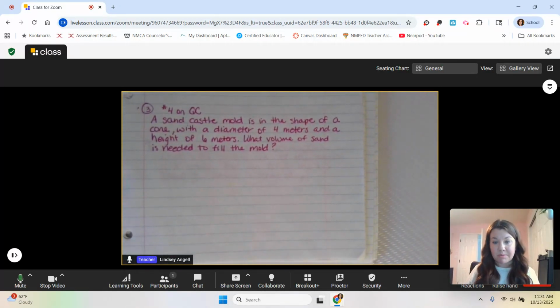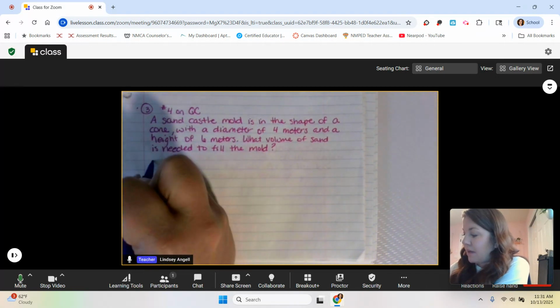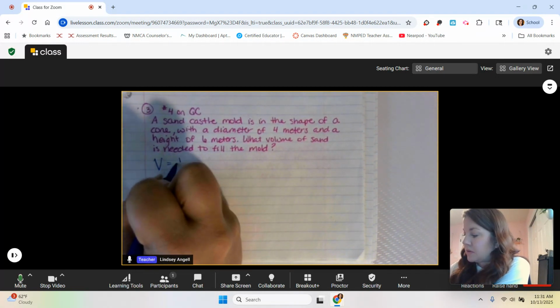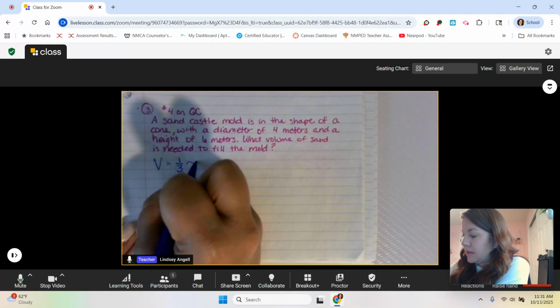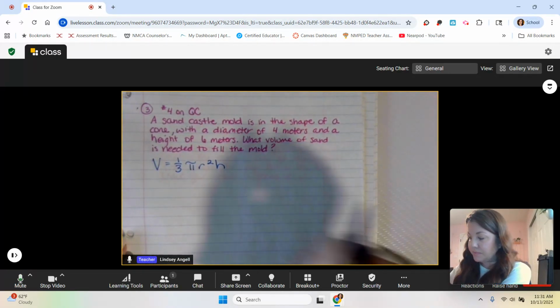All right, last problem for today, number 3. This is number 4 from your quick check. A sandcastle mold is in the shape of a cone with a diameter of 4 meters and a height of 6 meters. What volume of sand is needed to fill the mold? Okay, so we need that exact same formula that we've had. We need the volume is equal to 1/3 times pi times the radius squared times the height.